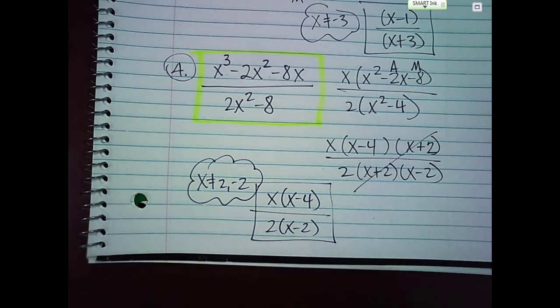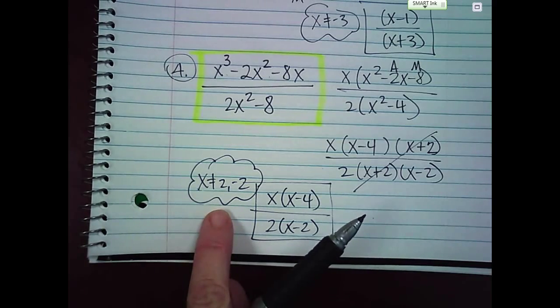Questions on that part? And the thing on the side, that's part of the answer. Yes, the restrictions are part of the answer. Good question.